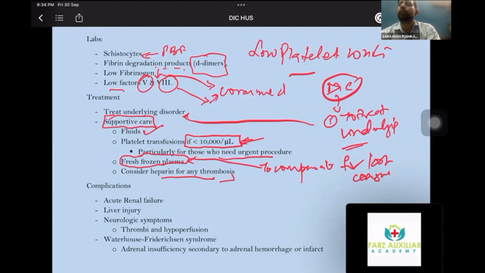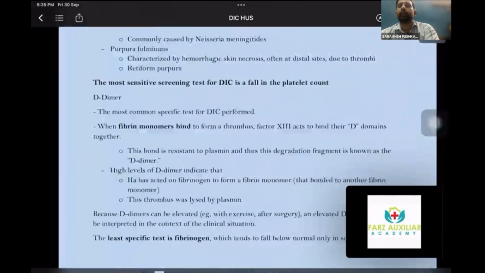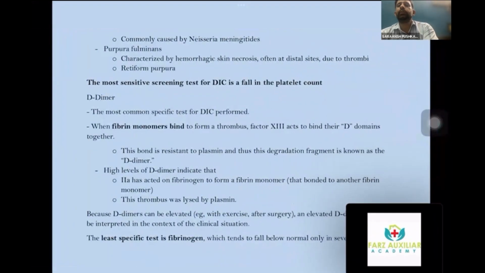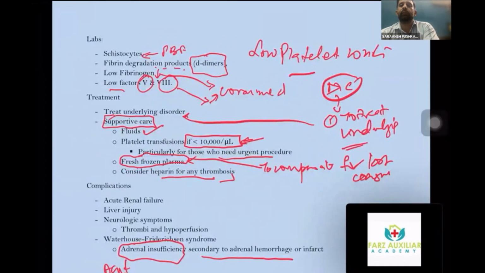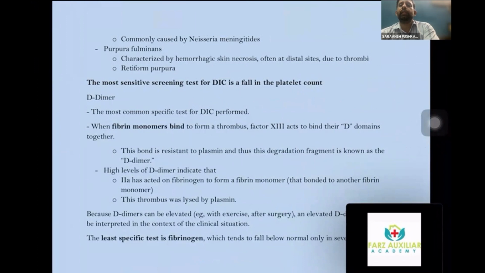Complications of DIC are acute renal failure, liver injury, neurological symptoms due to thrombi and hypoperfusion, and Waterhouse-Friderichsen syndrome, which is actually acute adrenal insufficiency secondary to adrenal hemorrhage or infarcts. This type of DIC is usually caused by Neisseria meningitidis. Purpura fulminans we've already discussed. It is characterized by hemorrhagic skin necrosis, often at distal sites due to thrombi, and a retiform purpura.